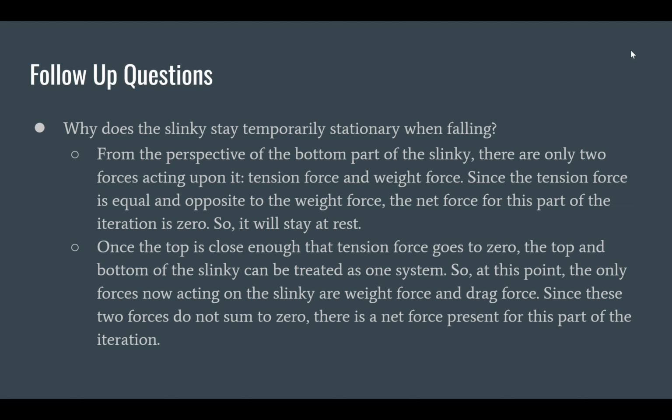Once the top is close enough that the tension force goes to 0, the top and the bottom of the Slinky can be treated as one system. At this point, the only forces now acting on the Slinky are weight force and drag force. Since these two forces do not sum to 0, there is a net force present for this part of the iteration.